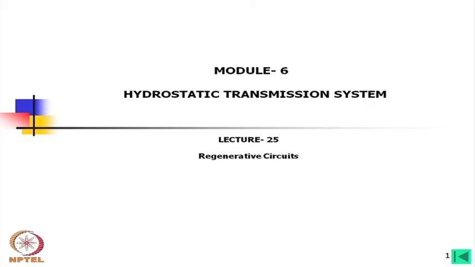But I would say the hydrostatic transmission system, as I described in the last lecture, comprises a pump and a motor together. There will be a pump unit and a motor unit, they will operate with respect to each other, and this might be an open circuit, maybe a closed circuit.